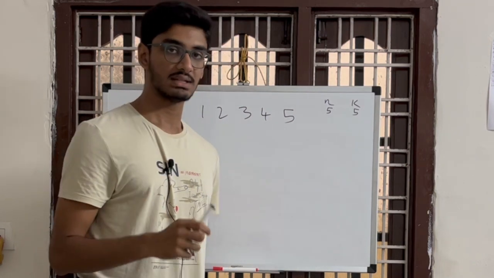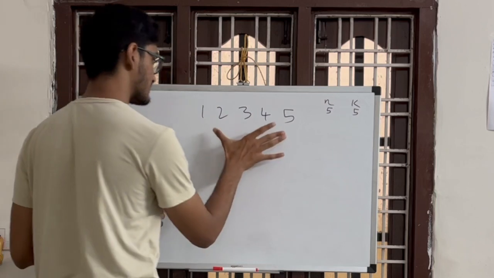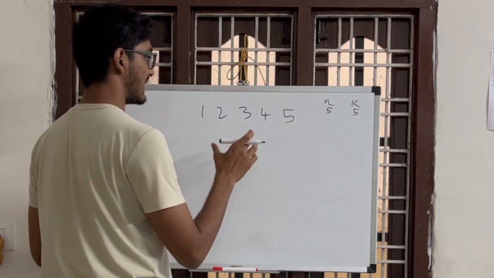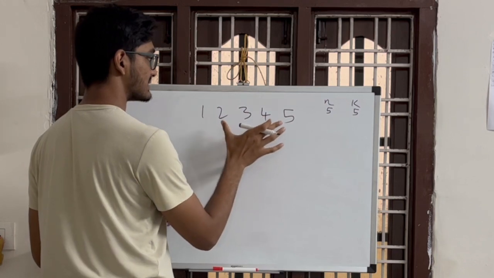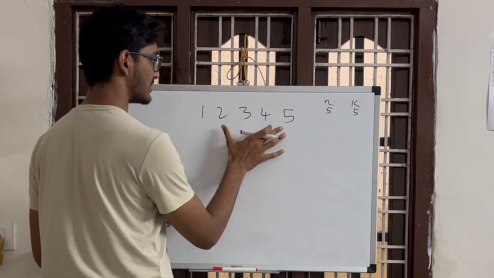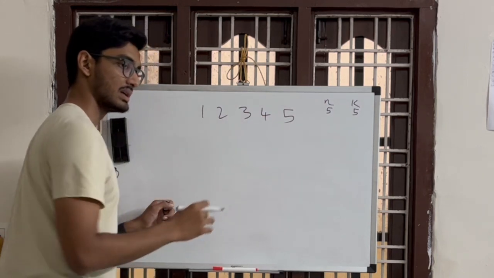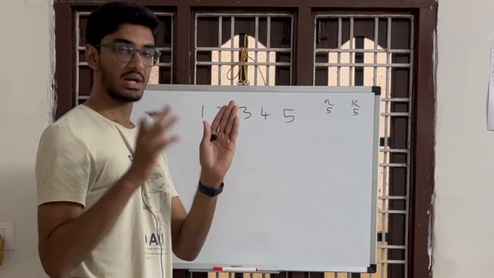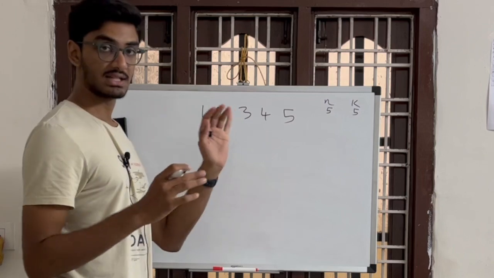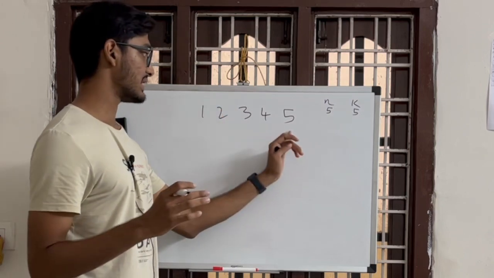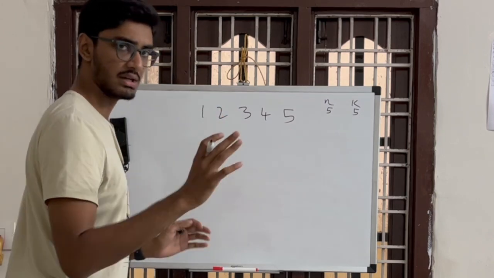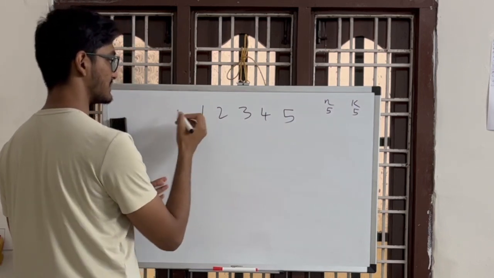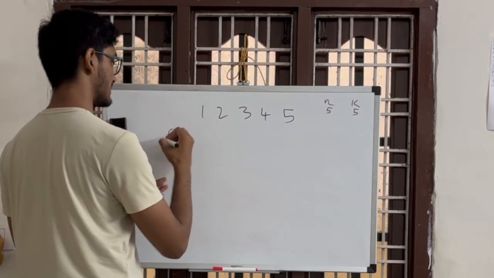The operation being that out of these numbers, we need to find the least non-negative integer which is not in this array. The least non-negative, which means from 0 to any number, the least of those numbers which is not in this array. If you look at this, we have 1 to 5, all these numbers, but 0 is missing. So the number is 0 here.